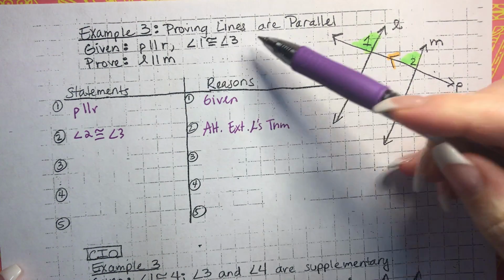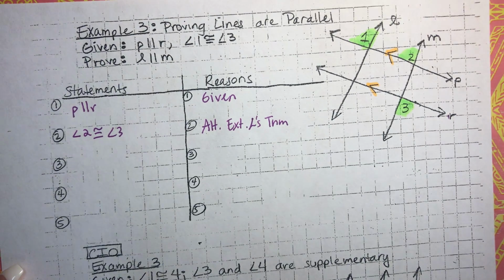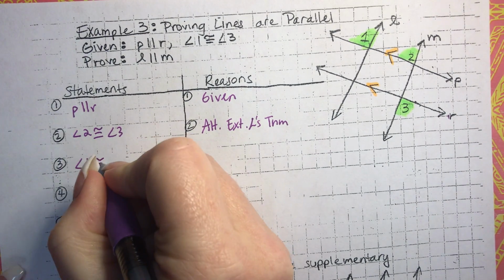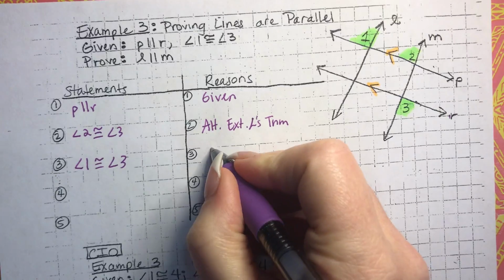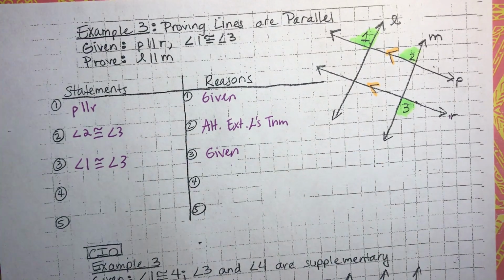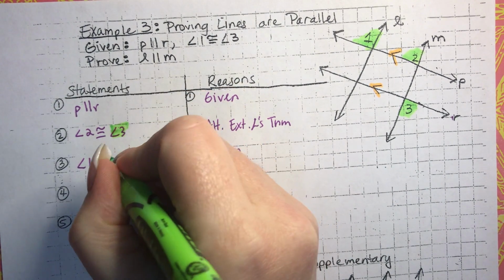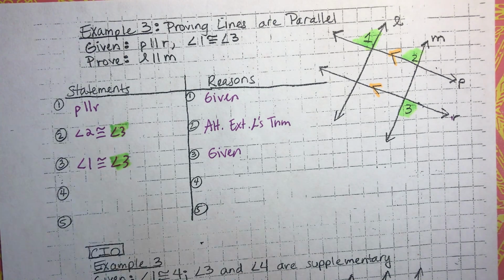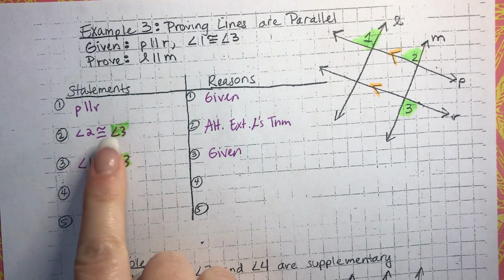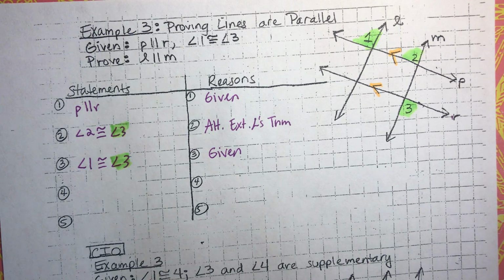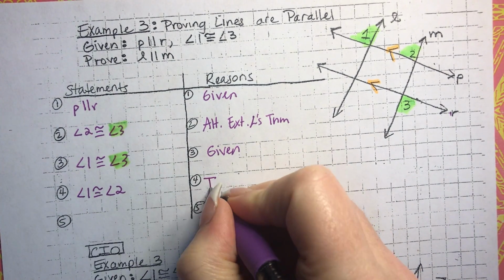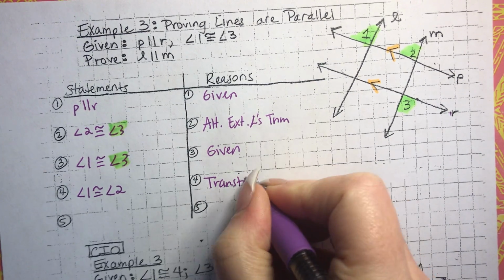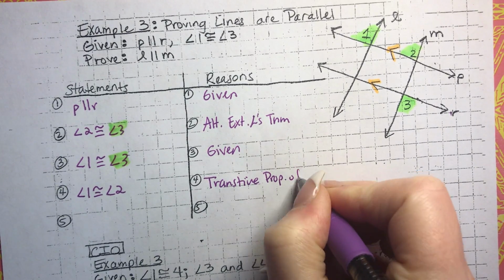Then we can go to this other piece of given information and say that angle 1 is congruent to angle 3 because it's given. And if you can see, angle 3 and angle 3 are the same. So since angle 2 and angle 1 are congruent to the same angle, we can say that they are congruent to each other by the transitive property of congruence.